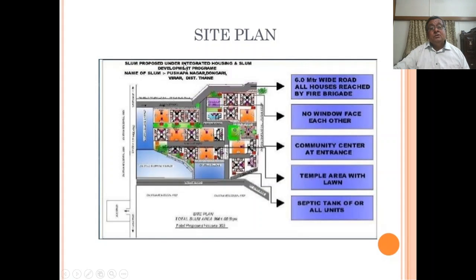This is a slum proposed under the integrated housing and slum development program. This is some Pushpavi Nagar, Dronagiri, Virar, district Thane.